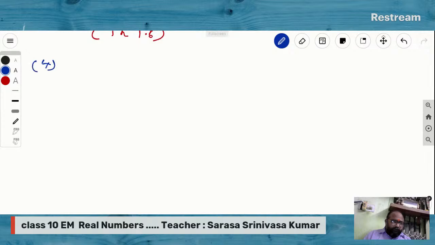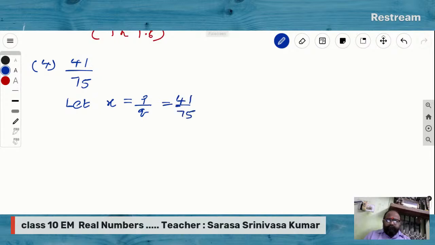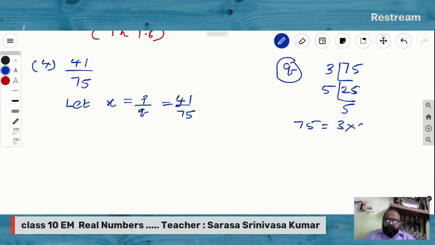This is the fourth problem: 41 by 75. So let x equal to p by q, that equal to 41 by 75. Now we find prime factors for the denominator q. We consider q, 75: 3 25s, 5 5s. So 75 is equal to 3 multiplied by 5 square.